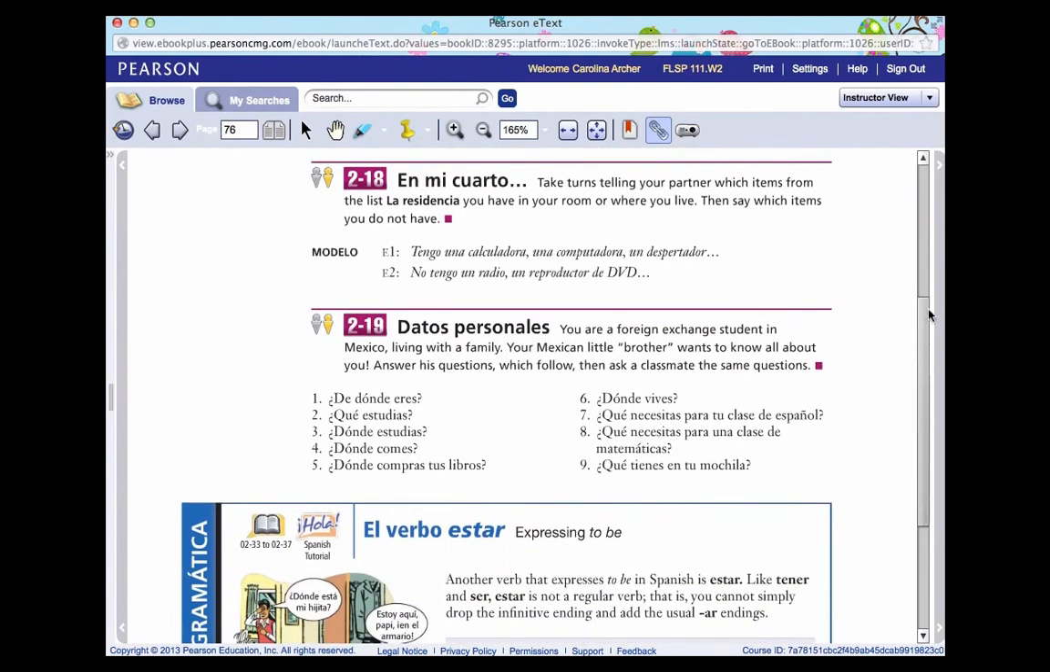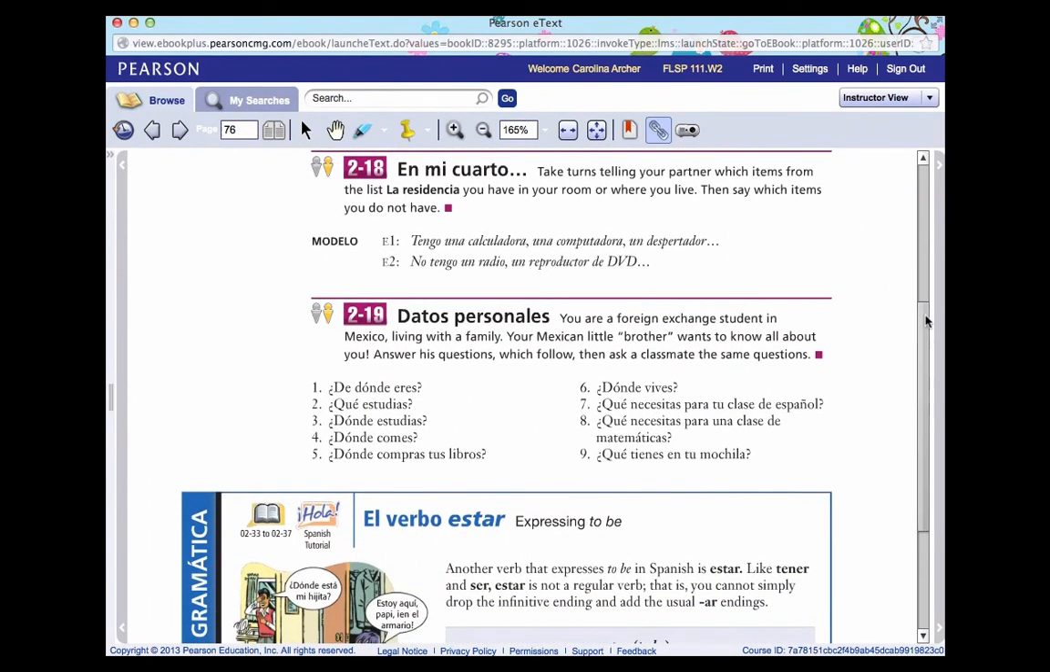Here, you also, for example, can think about what items you have in your dorm room. So you're going to use, again, the verb to have, the verb tener. ¿Ok? Por ejemplo, tengo una calculadora, una computadora, o no tengo un radio, un reproductor. So see, everything starts coming together. What do I have? What do I not have in the dorm room? So you use the verb to have, okay?